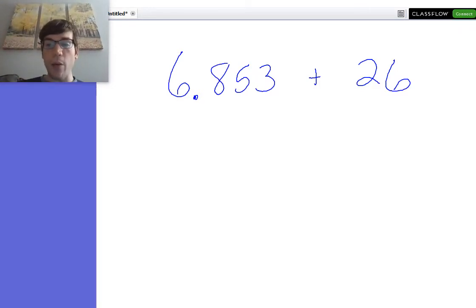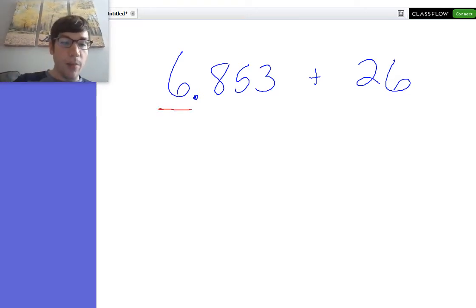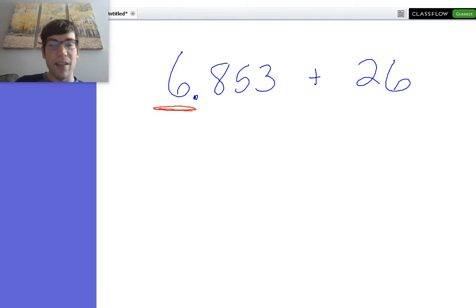Now, the first thing I want to remind you to do when you're adding together two decimals is think about the whole numbers we're working with. Remember, the whole number is whatever comes to the left of your decimal. So whatever comes before your decimal. So in this first number, my whole number is 6. And the second number, my whole number is 26.